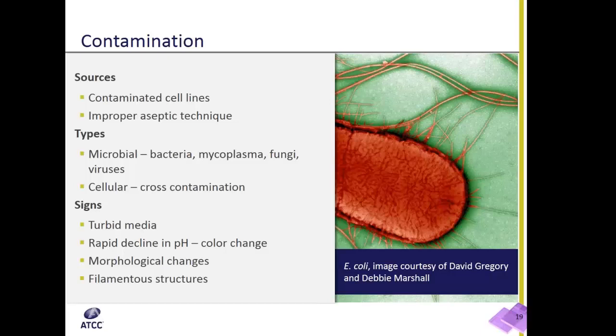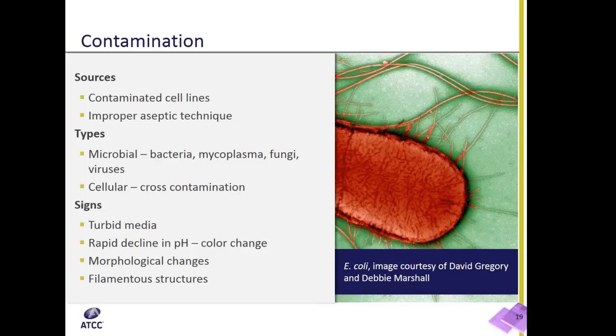So we're going to devote some time talking about contamination in the next few slides and how to detect it and how to avoid it. The main types of contamination in cell culture that we're going to be concerned with are microbial, which includes bacteria, mycoplasma, fungus, and viruses. There is also cellular contamination, meaning one cell type or cell line has invaded another in culture. We'll discuss this in a little bit more detail later on.